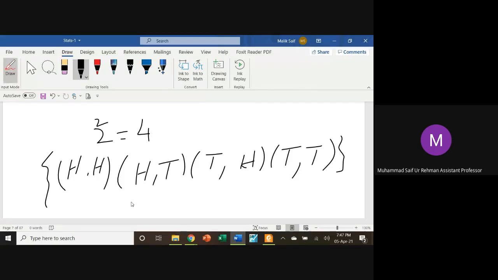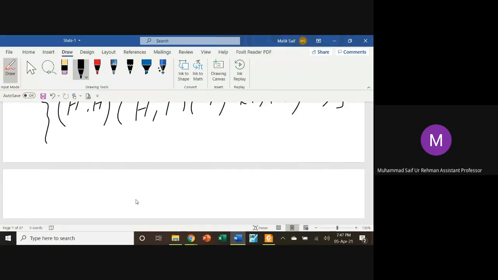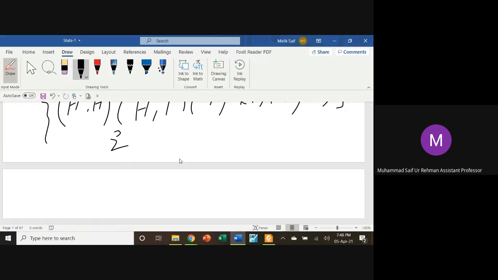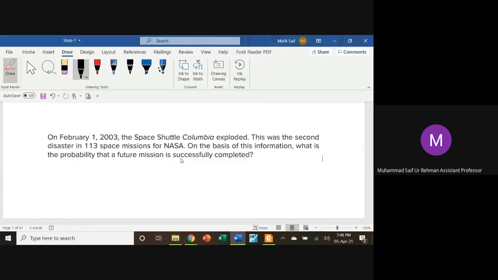If you toss a coin three times, what will you do? 2 power 3, as 2 are the possible outcomes, and you toss a coin three times. If you toss a coin four times, 2 power 4, like this. So basically, we know the total possible outcomes in tossing a coin once, twice, thrice or four times. Similarly, in case of dice. But in this case, if you see, 113 space missions, this is the information based on, you can say, past evidence.